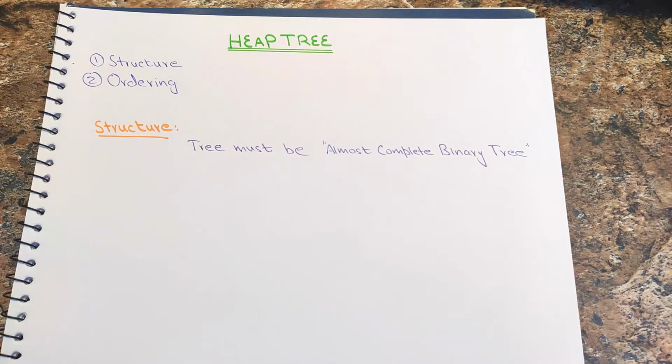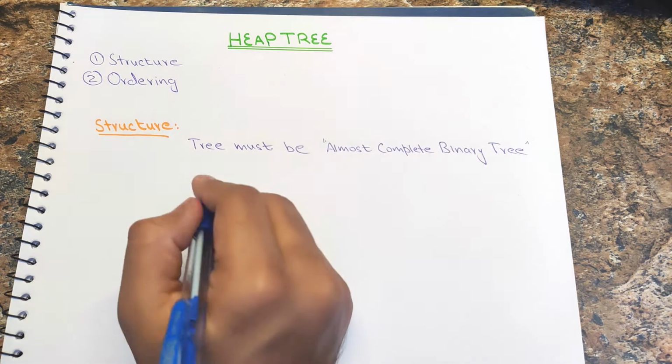If we address the structure, a tree must be an almost complete binary tree. In case you haven't seen my video on an almost complete binary tree, the link is given below in the description. But let's just quickly revise. ACBT has two properties. So if we try to draw an ACBT, let's see.